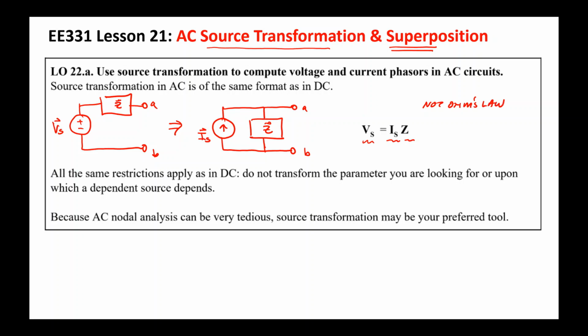Source transformation also works the other way. That is, you can go from a current source back to a voltage source. All the same restrictions apply in AC as they do in DC. You shouldn't transform the parameter you are looking for, or a parameter upon which a dependent source depends. AC source transformation may be your preferred tool because AC nodal analysis can be very tedious without System Solver.